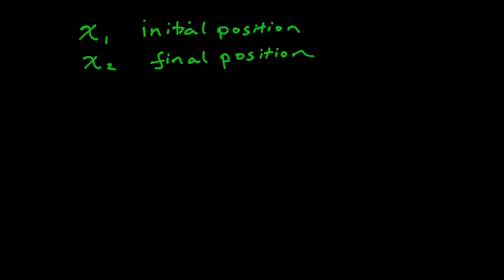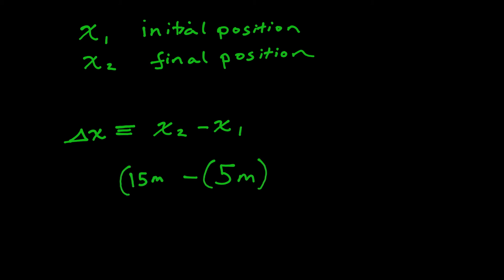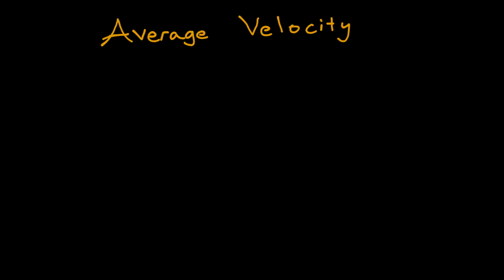If x1 is your initial position and x2 is your final position, then your displacement is x2 minus x1. Another way of writing this is writing delta x, or the change in x. For example, if you were to start at 5 meters and end up at 15 meters, your displacement would be 10 meters. Let's talk about average velocity now.